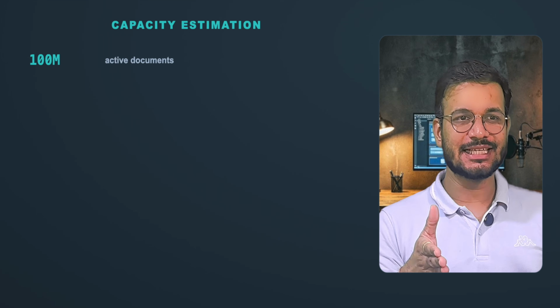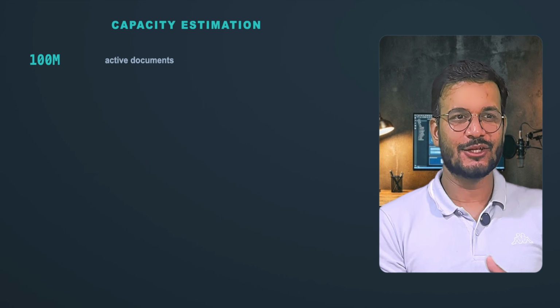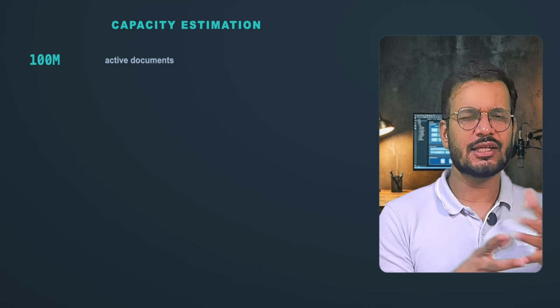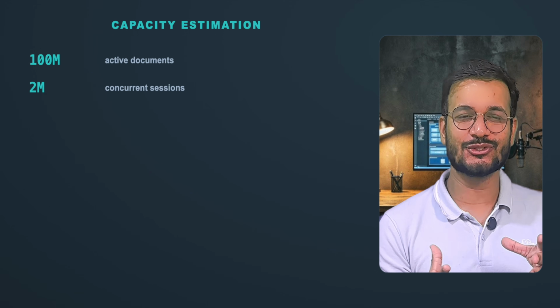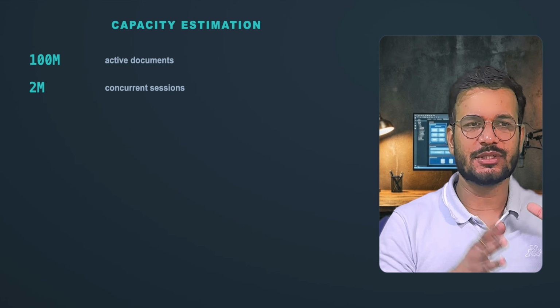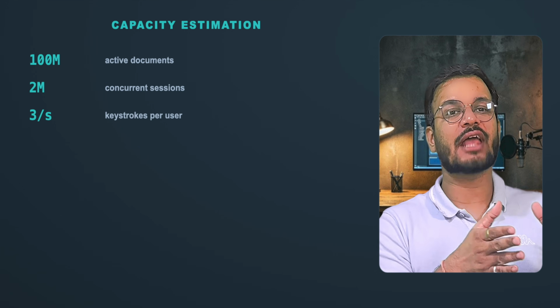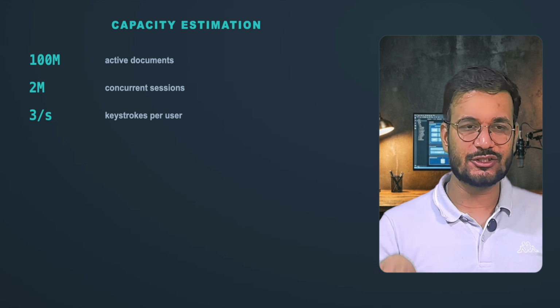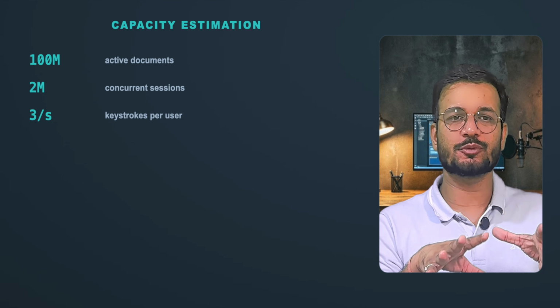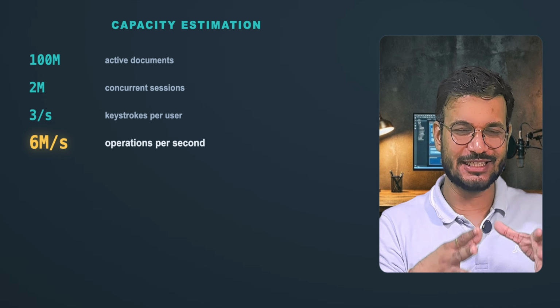Okay, so let's put numbers to the problem in the form of capacity estimation. For active documents, we have around 100 million documents with at least one edit in the past 30 days. Then concurrent editing sessions. We can assume that 2% of the documents have active users at any given time. That is 2 million active editing sessions. Then what about the edits per second? A typical user types around 40 words per minute and 5 characters per word. That is 200 keystrokes per minute, or about 3 keystrokes per second. Then across 2 million sessions, there will be 6 million operations per second.